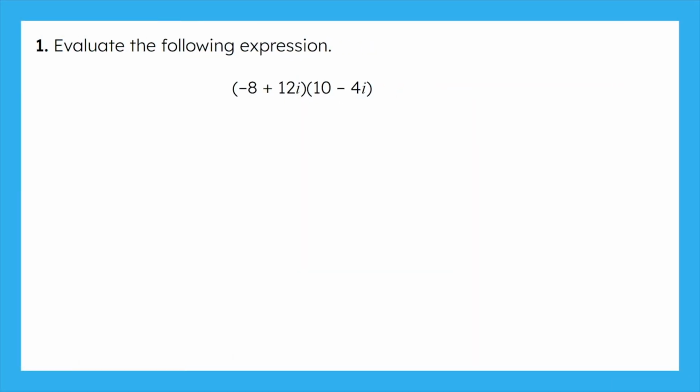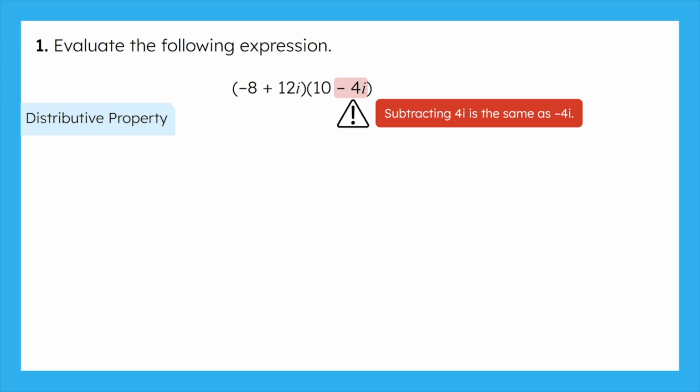In our first example problem, we're multiplying the complex numbers -8 plus 12i and 10 minus 4i. What property do we need to use here? Since we use the distributive property to multiply polynomials, we also use the distributive property to multiply complex numbers. Here, we can distribute the -8 to both terms inside the second parentheses, and then also distribute the positive 12i. Now, when distributing, we have to remember that subtraction signs in front of any number indicates that a negative sign is being applied. Subtracting 4i is the same as negative 4i.